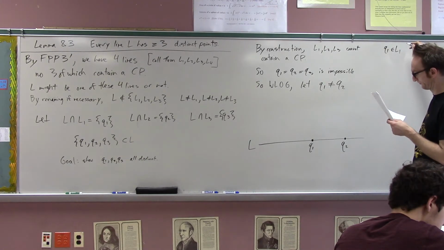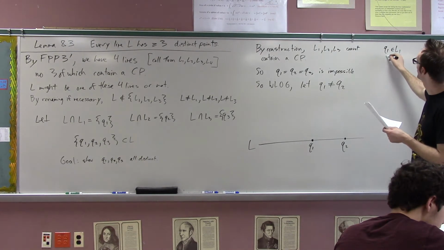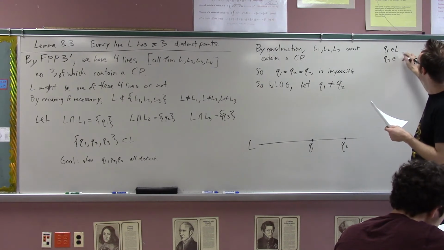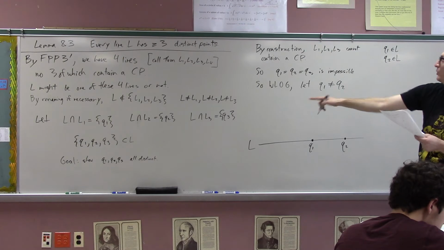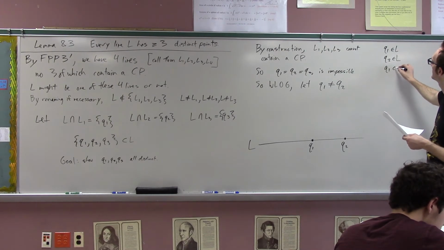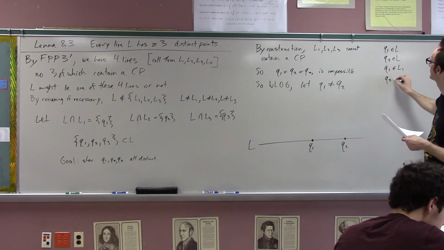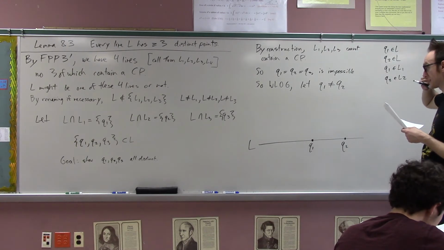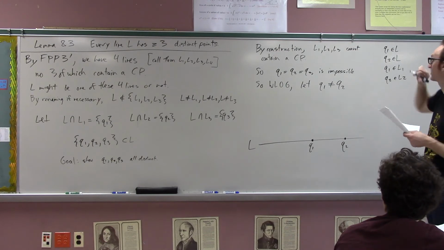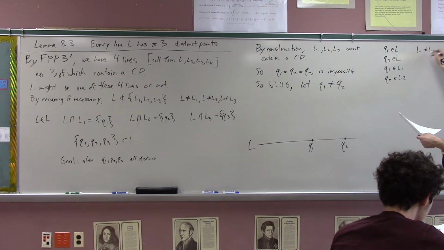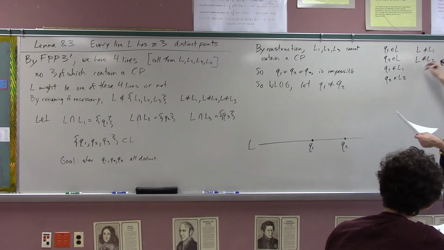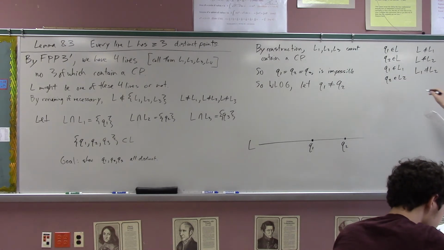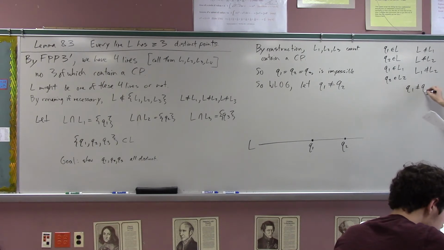Q1 is on L, Q2 is on L. It's also true that Q1 is on L1, that Q2 is on L2. It's also true that the lines are all distinct: L is not L1, L is not L2, and L1 is not L2. And it's also true that Q1 is not Q2.